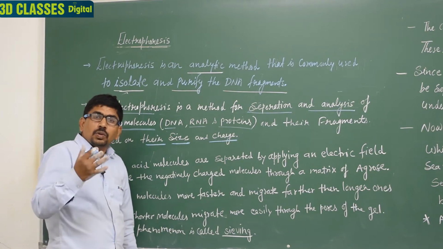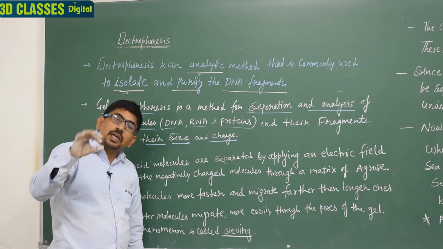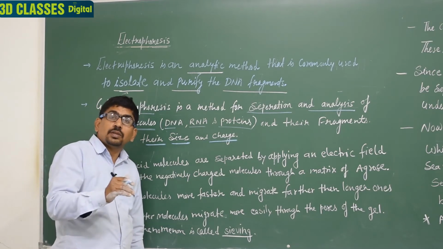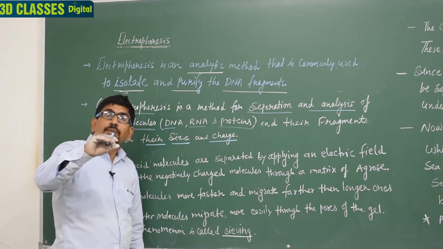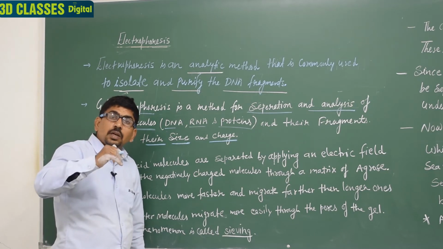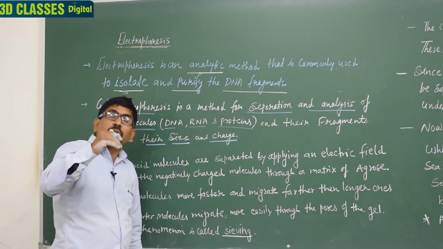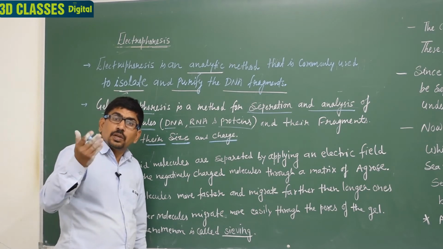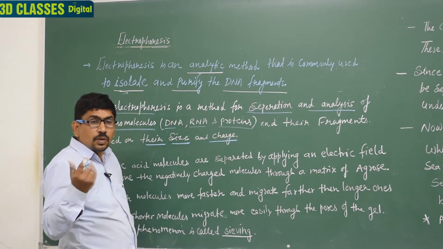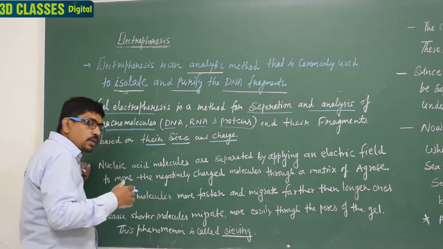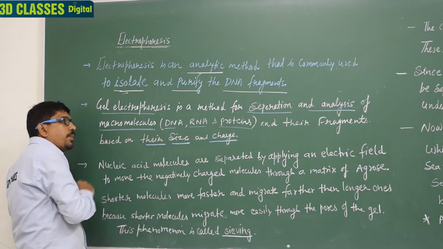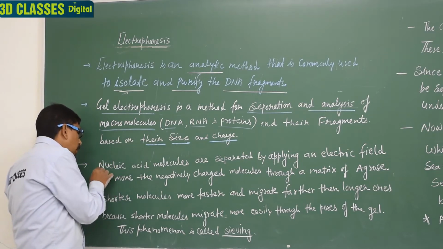Clear? So on the basis of the DNA fragment size and the amount of charge, they are separated. Charge differs in different fragments due to the different numbers of nucleotides, that is, different numbers of phosphate groups, and size means the number of nucleotides, the length. So they are separated. That is the process.